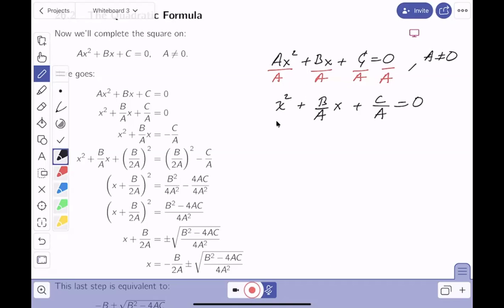And this is where it gets tough. Now, what do we do to complete the square? We have to isolate the constant. How do I do that? By subtracting c over a from both sides.